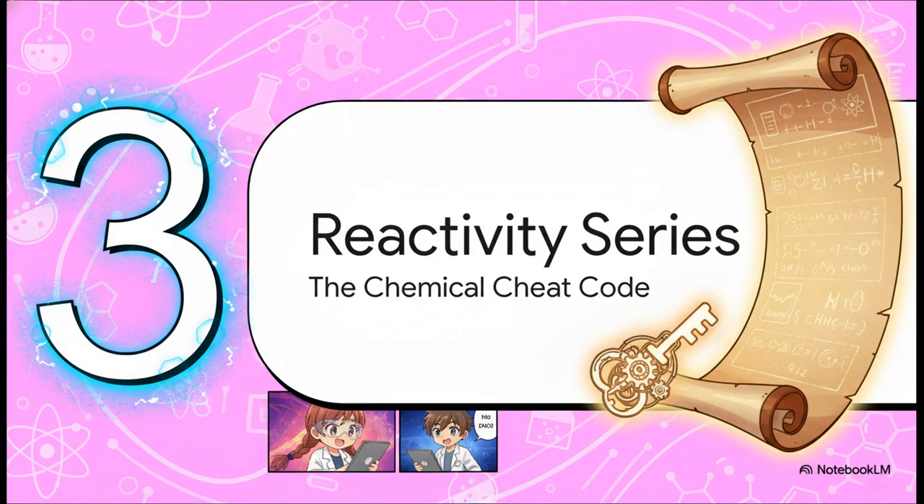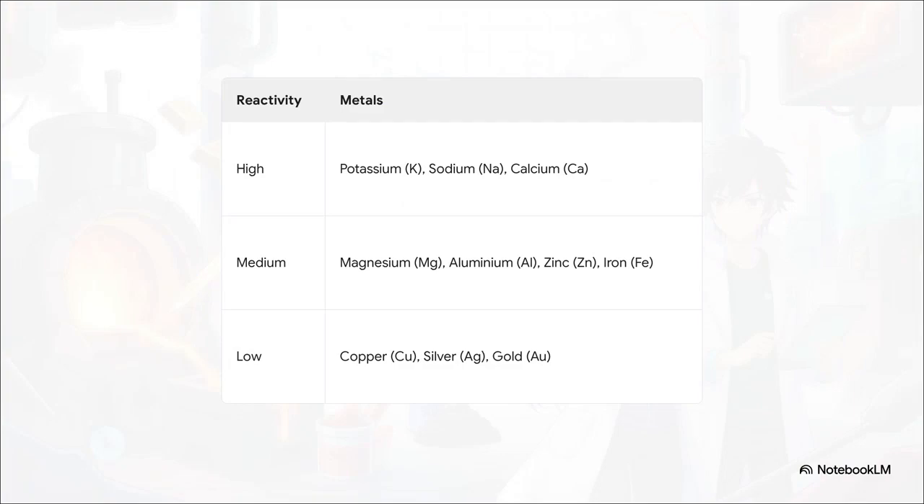All right, let's jump to Section 3, the Reactivity Series. This series right here, this is your ultimate cheat code for predicting chemical reactions in the exam. At the very top, we have the highly reactive divas, potassium, sodium, calcium. They want to react with absolutely everything they touch. In the middle, we have our moderately reactive, kind of middle ground metals, like magnesium, zinc, and iron. And down at the bottom, the low reactivity, chill, completely unbothered noble metals like gold and silver.